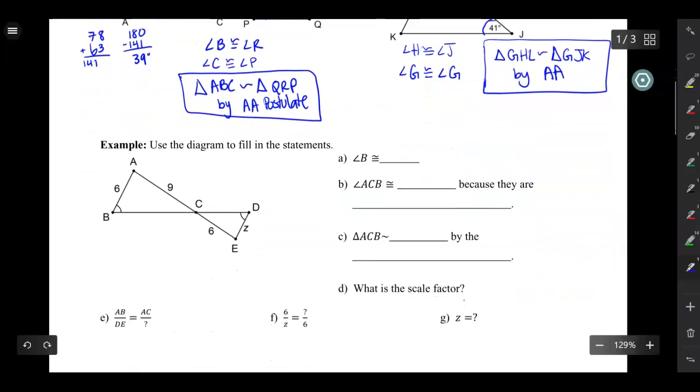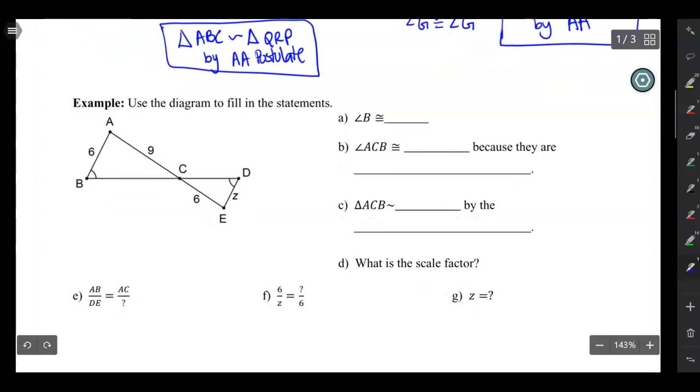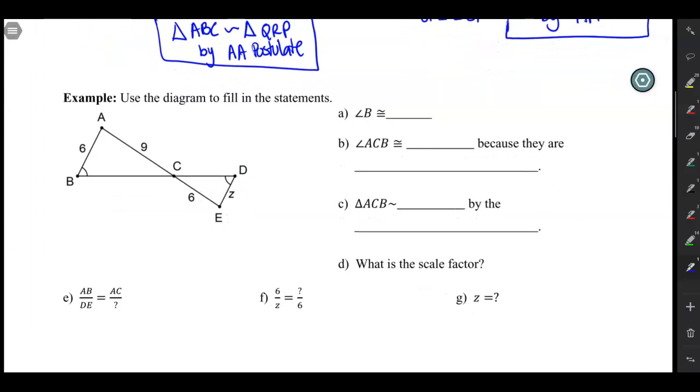All right, let's look at this next example. So we've got these triangles here on the left. We have two triangles that are meeting at one point. And it's telling us one thing: that angle B and angle D are congruent to each other, which is the first thing it's asking. Angle B is congruent to angle D. So if we're thinking about using the angle-angle postulate, we've already got one pair of angles that are congruent. We also have another pair of angles that are congruent. So it wants us to look at angle ACB.